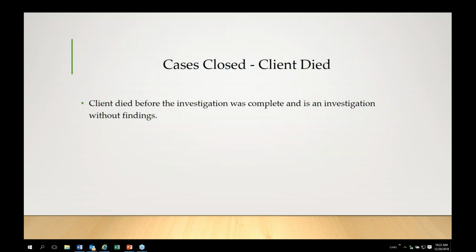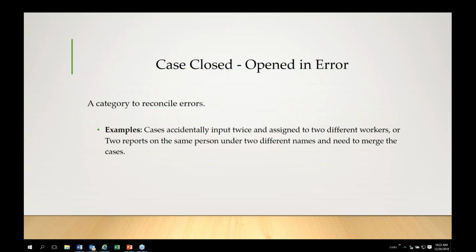Okay, case closed because the client died. If the client died before your investigation was completed and you really don't have findings, it goes here. This is a little different than the suspicious deaths. In this case, the client could have died of natural causes, no evidence that it was abuse, but now you can't finish your investigation. It would go here. And again, cases closed because they were opened in error. When you have to merge cases is another place that would go in here.